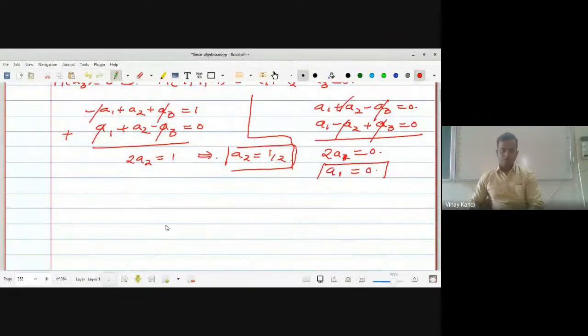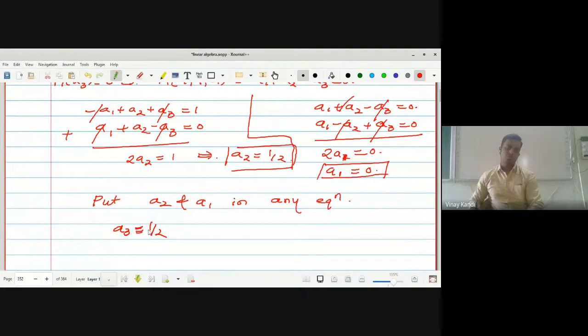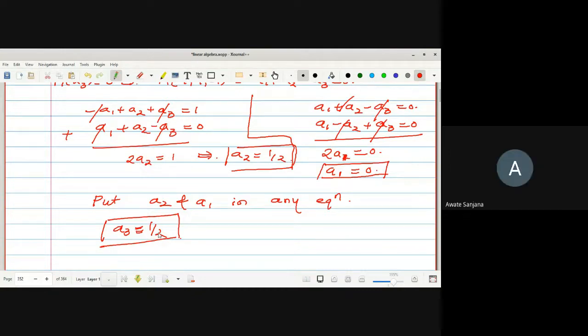So here we find a2 and a1. Now we have to find the value of a3. Put a2 and a1 in any one of the equations. So we get a3 is equal to 1 by 2. Is it correct? Yes, sir.